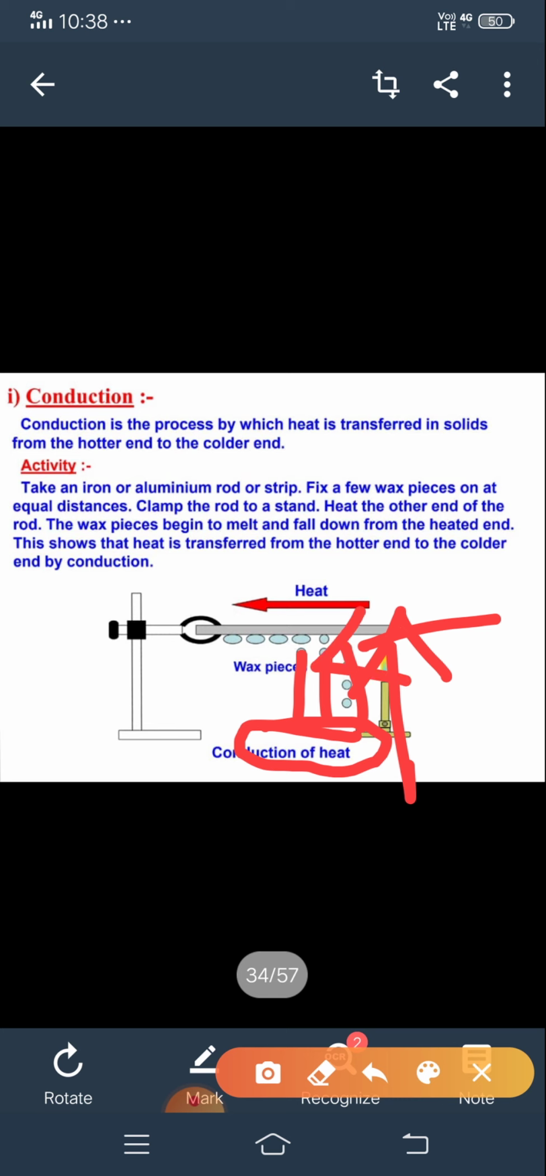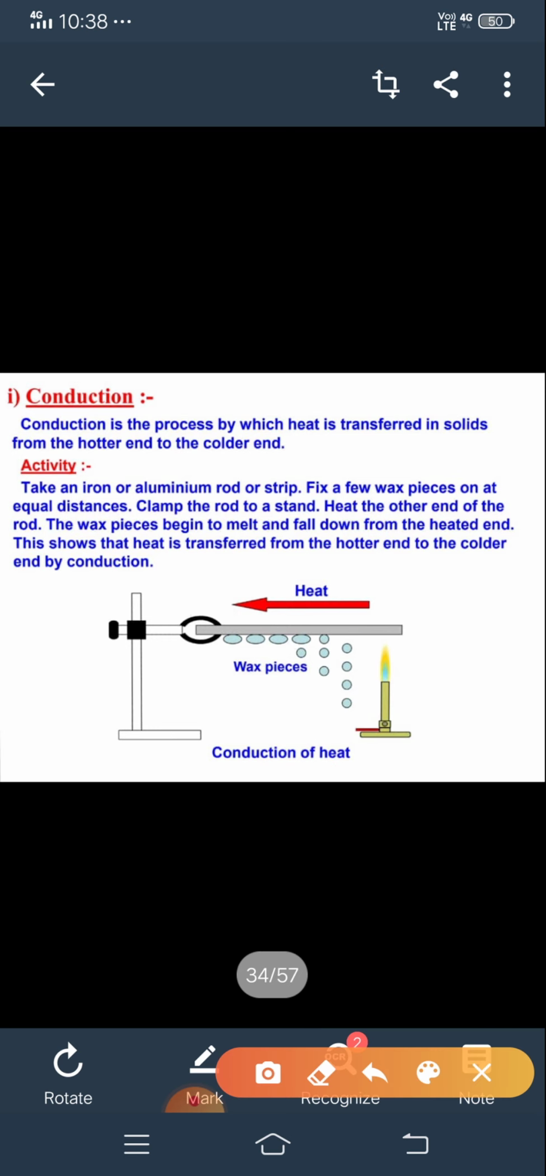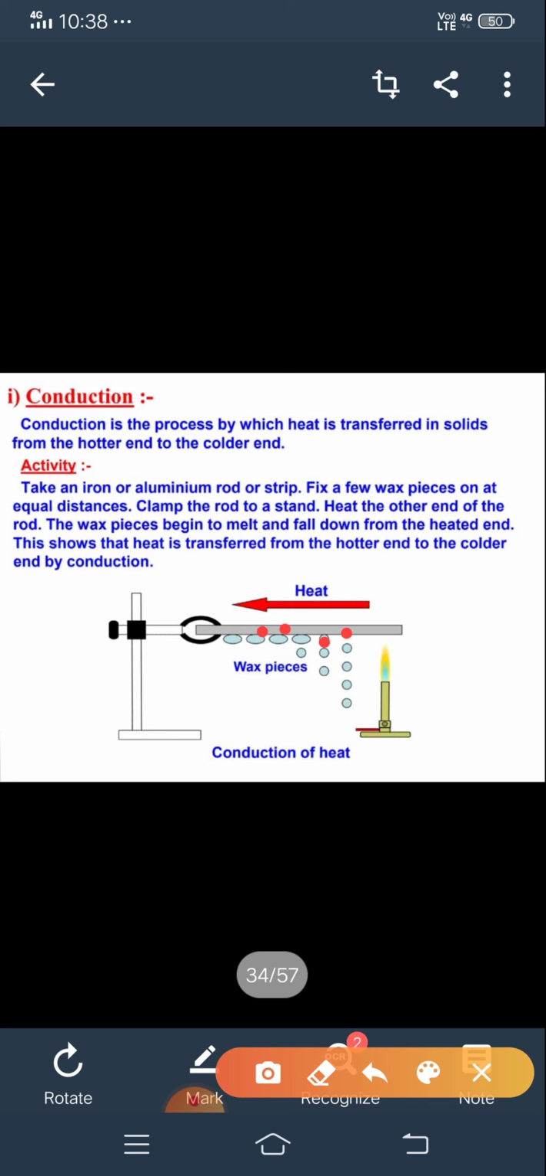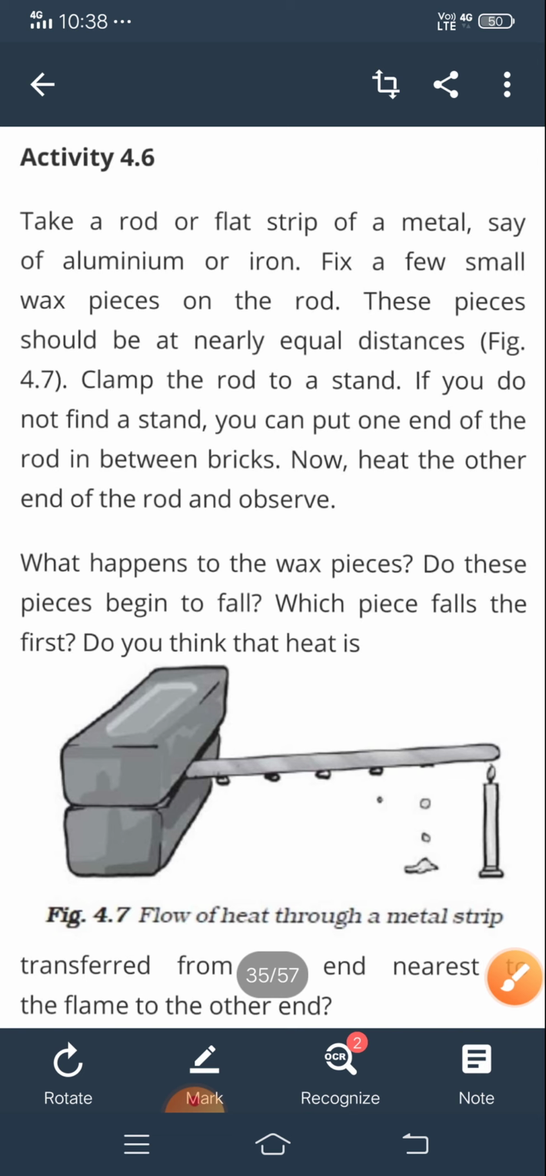This shows that heat is transferred from the hotter end to the colder end. See here, wax pieces are there, and this is a burning candle. If you heat one end, the heat will pass through to the colder side. That's why the wax melts and falls down. See, like this.